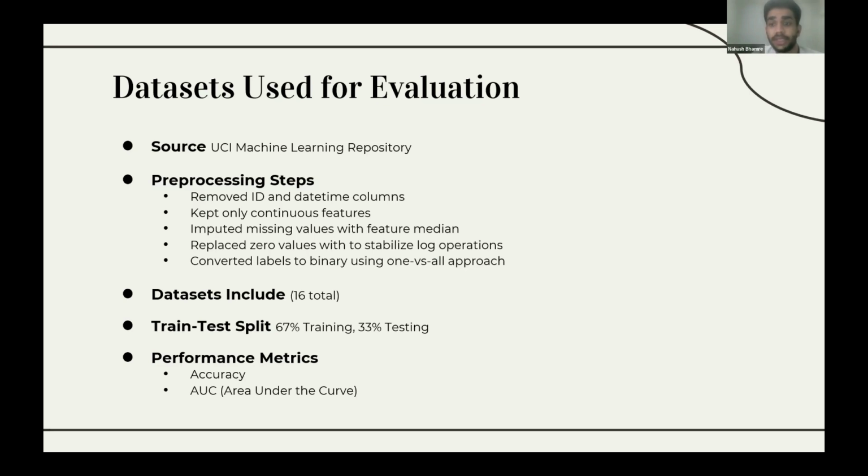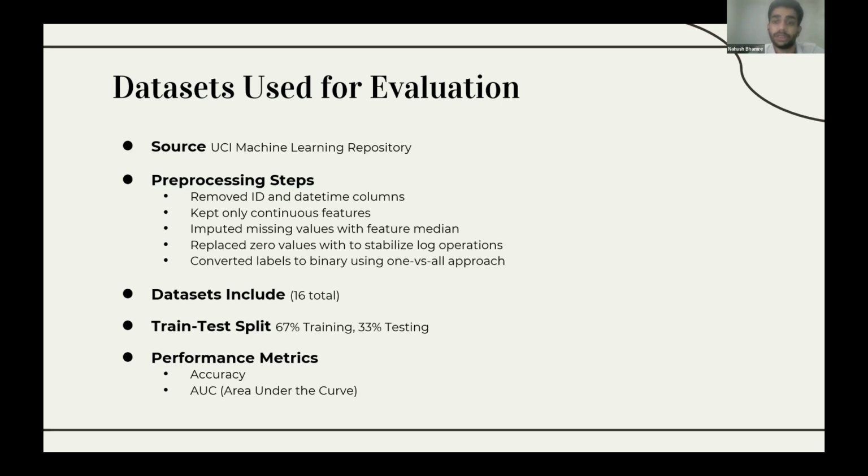Preprocessing was a critical step in ensuring consistency across datasets. First, we removed the ID and timestamp columns, which do not contribute meaningfully to the classification. We retained only continuous valued features as discrete ones are not modeled under the stable distribution. For missing values, we used median imputation to preserve the central tendency of the data without being affected by outliers. In some datasets, we also replaced zero values with a very small constant to stabilize the logarithmic operations during likelihood computation.